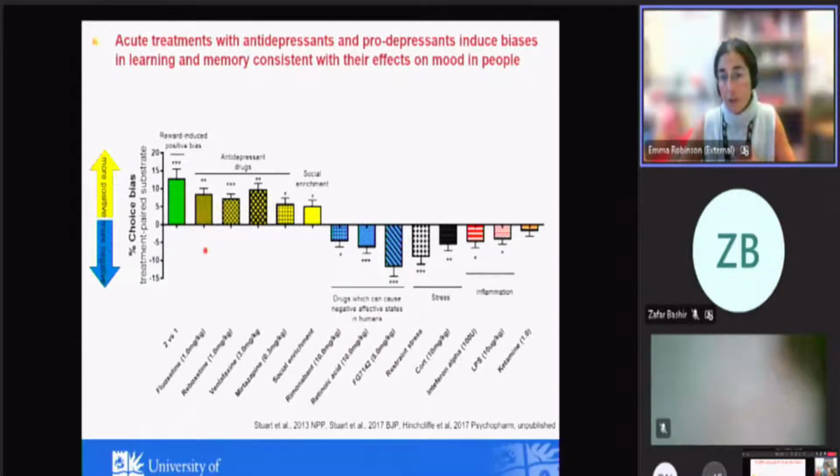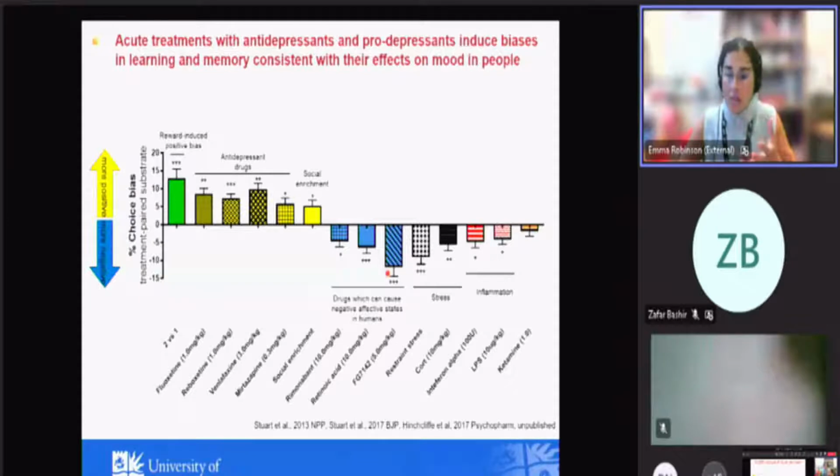bias. We also are able to see the opposite. So drugs which are pro-depressant in humans, so these are drugs we know are associated with negative psychiatric symptoms in patients. So rimonabant, a CB1 antagonist, retinoic acid or roaccutane, a drug used to treat acne, and FG7142, which is a benzodiazepine inverse agonist, so that's an anxiogenic type of drug. These all generate a negative affective bias.